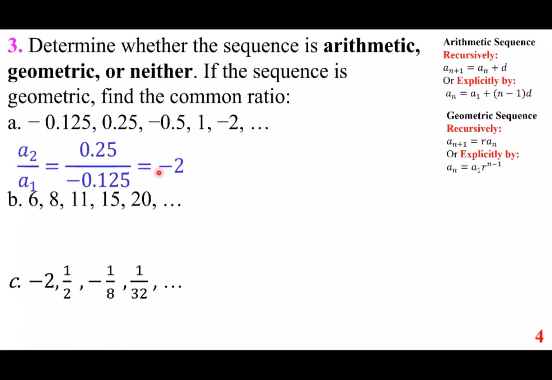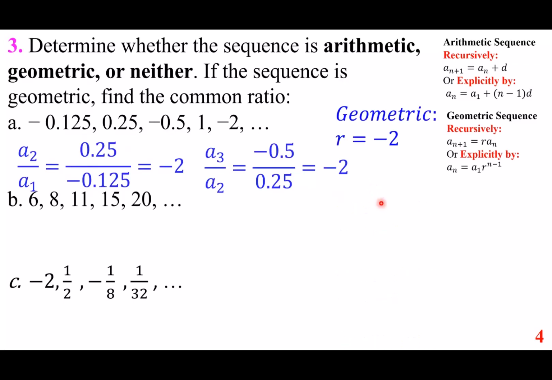And this is not enough, because you have to check this one and this one and this one. I'm going to check one more, negative 0.5, which is a sub 3 divided by 0.25, which is a sub 2. That is also negative 2. And you can continue with more. That's probably enough when you have two of them. Therefore, this proves it's a geometric sequence with the ratio of negative 2, or the common ratio of negative 2.